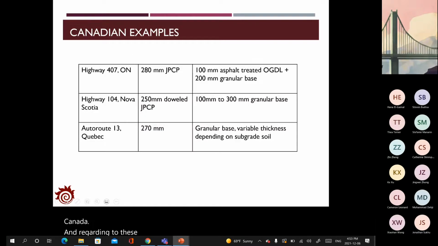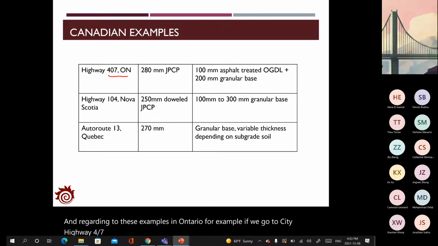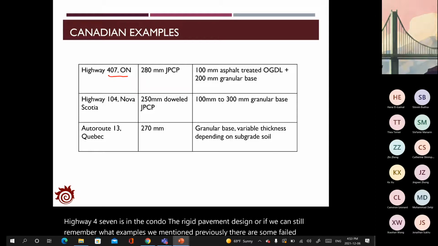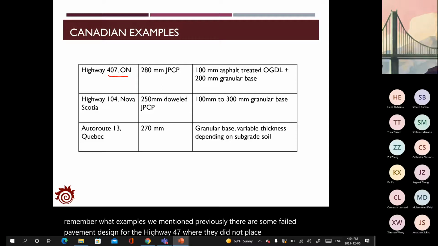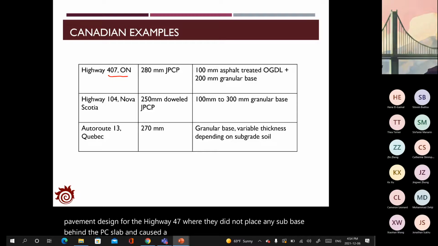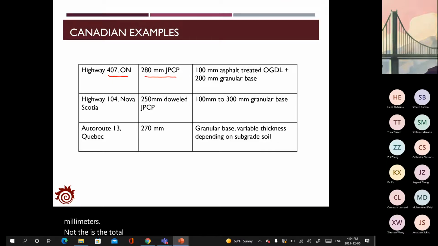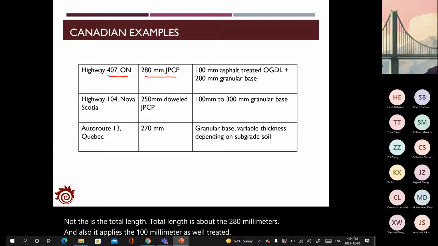Regarding examples in Ontario, if you go to see Highway 407, it is a kind of rigid pavement design. If you still remember the examples we mentioned previously, there was a failed pavement design for Highway 407, where they did not place any subbase beneath the PCC slab and it caused a lot of cracks. So they made some improvements and applied the subbase layer, and the pavement performance is much better now. For Highway 407, the thickness of the PCC slab is around 280 millimeters. And it also applies a 100 millimeter asphalt treated open graded layer and a 200 millimeter granular base layer.